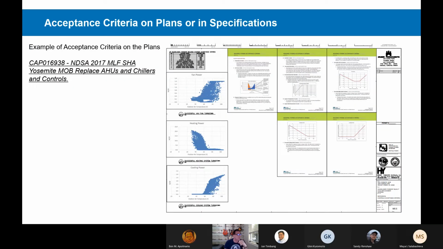So here's a nice example of acceptance criteria in the contract documents. In this case, acceptance criteria right on the plans. I kind of prefer this. We've said that they can be on the plans or they can be in the specifications. I think it looks nice when they're on the plans myself.